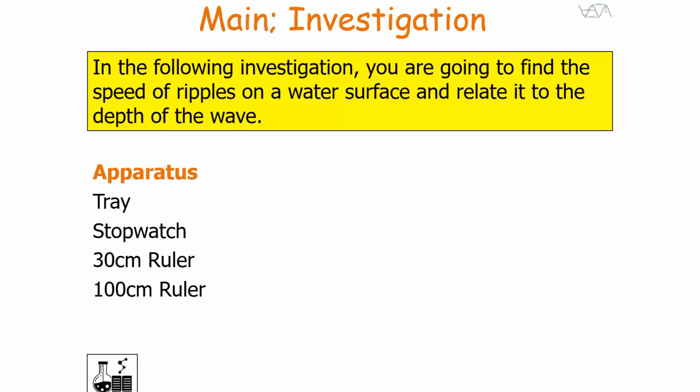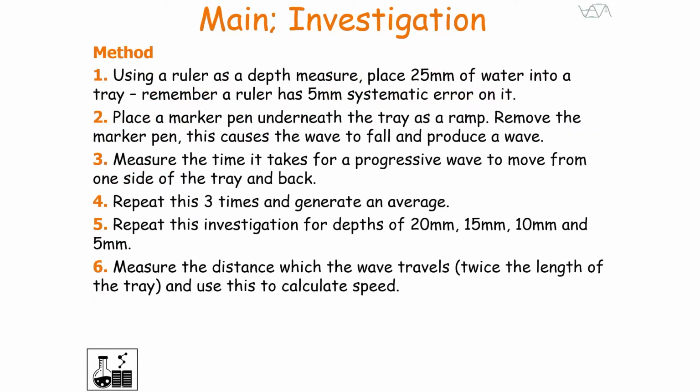So we would need a tray, stopwatch, 30cm ruler and a 100cm ruler. Now we would use a ruler as a depth measure and place 25mm of water into a tray, then place a marker pen underneath the tray as a ramp. Removing the marker pen causes the tray to fall and a wave to be produced.